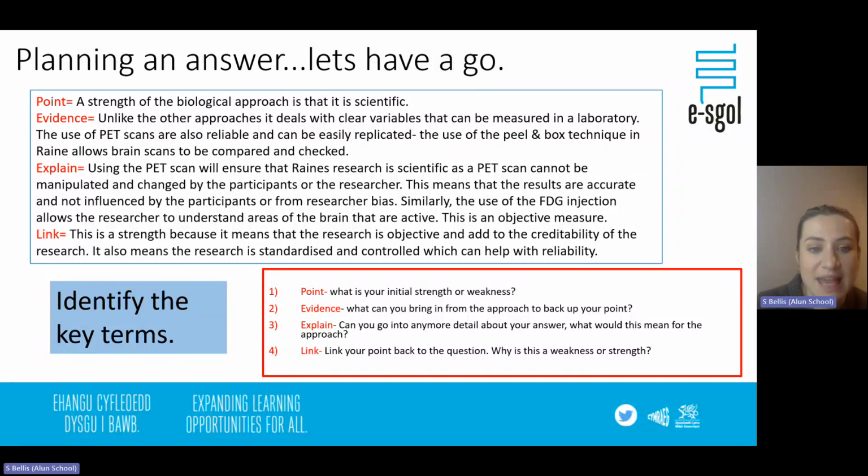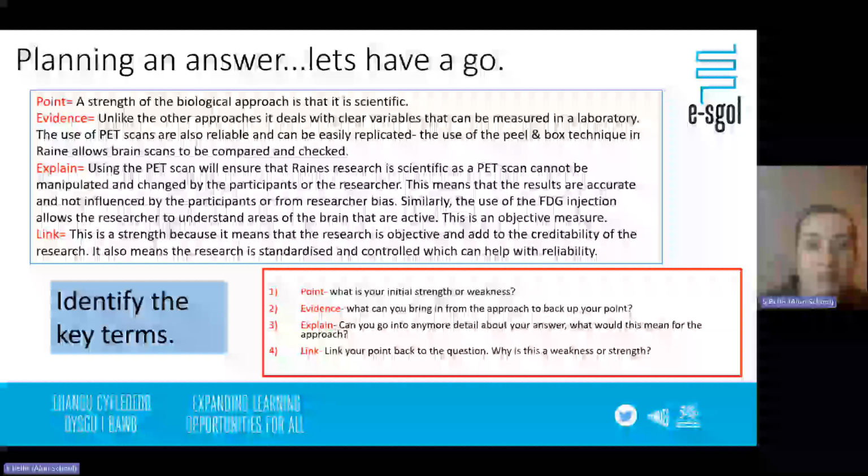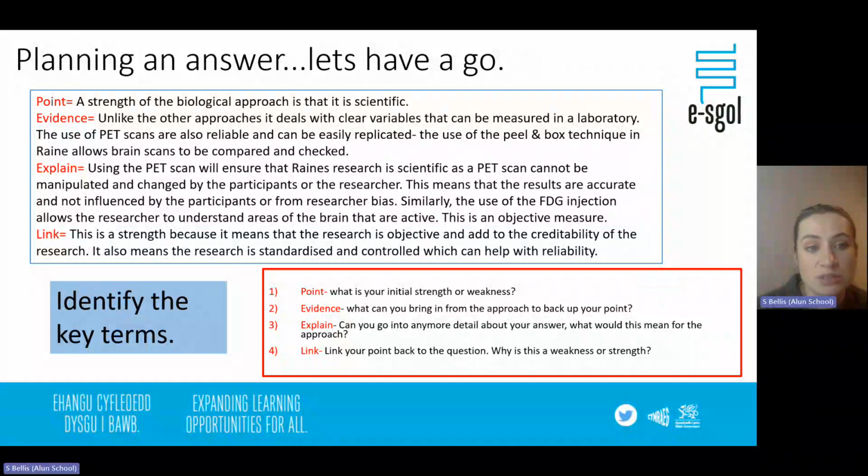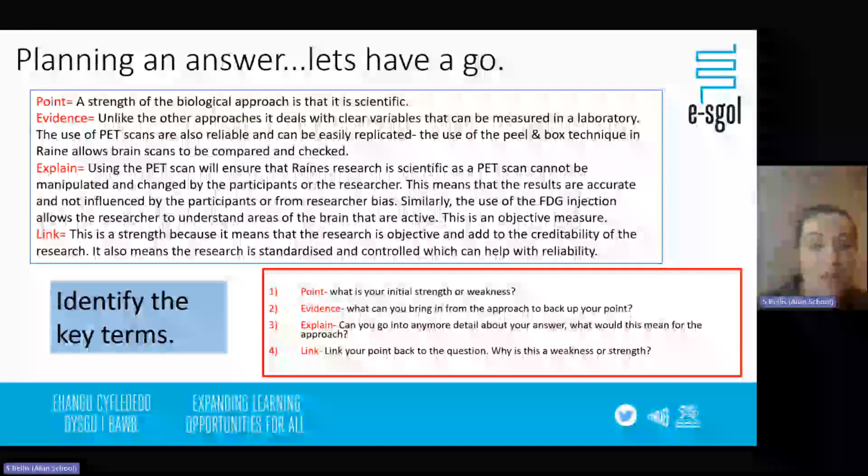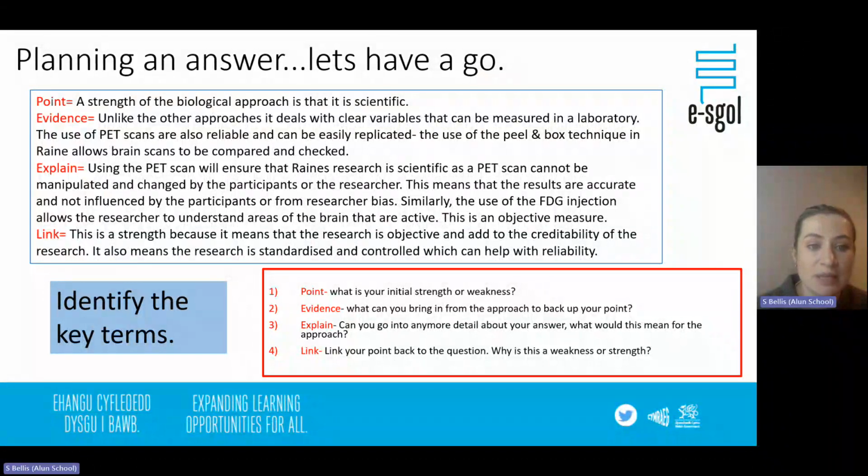Then we've got explained. So can we go into any more detail? Using the PET scan will ensure that RAINS research is scientific, as a PET scan cannot be manipulated and changed by the participants or the researcher. This means that the results are accurate and not influenced by the participants or from researcher bias. Similarly, the use of an FDG injection allows the researcher to understand areas of the brain that are active. This is an objective measure. Okay, and then we've got link. This is a strength because it means that the research is objective and adds to the credibility of the research. It also means the research is standardized and controlled, which can help with reliability.